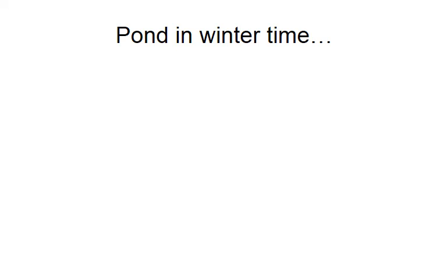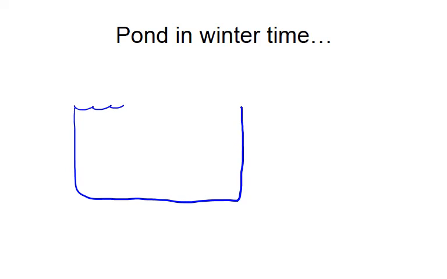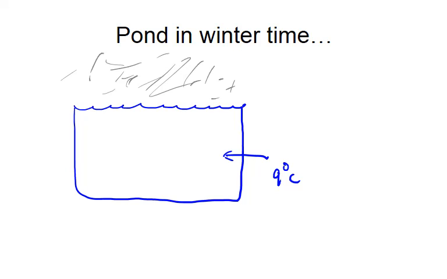Okay, so now let's consider a pond in the wintertime. Let's say we've got a pond, and it's 9 degrees, and let's say a cold front comes through. It's really nasty out. It's really cold out. Let's say it drops to like -7 degrees. So this water is going to start to cool down.